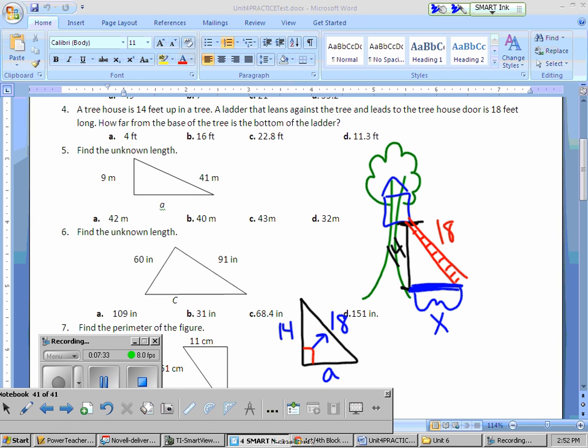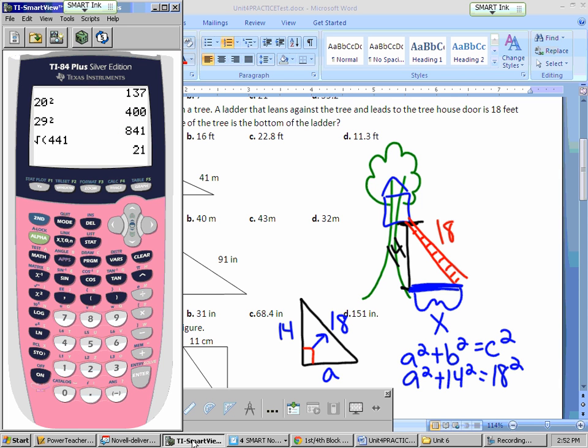So we say a squared plus b squared equals c squared. A is missing, B is 14, and C is 18. In our calculators, we're going to do 18 squared and 14 squared. 18 squared gives us 324, and 14 squared gives us 196.